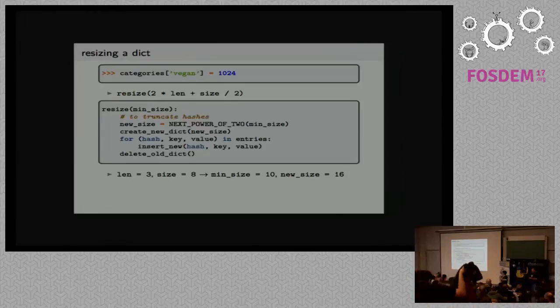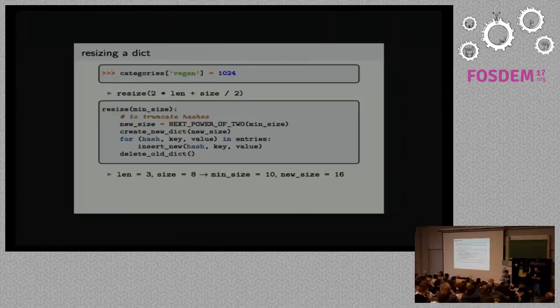Why the next power of 2? Because we want to be able to truncate the hashes, so take the last 3 bits, the last 4 bits, the last 8 bits, etc., which turn out to be powers of 2. We create a new empty dictionary with the new size, and for each of the entries in our dictionary, we just insert them in the new dictionary, and then we remove the old ones.